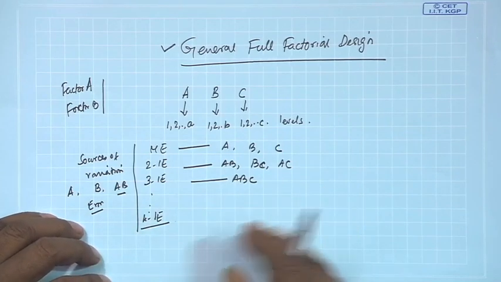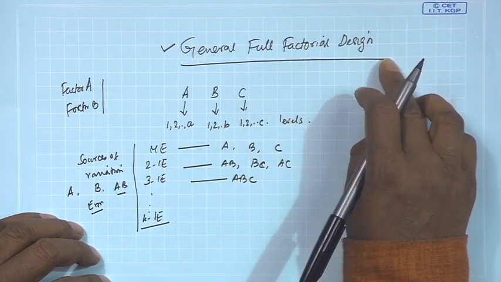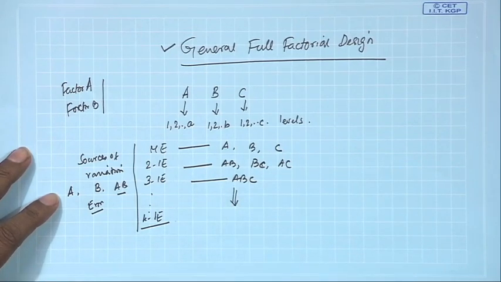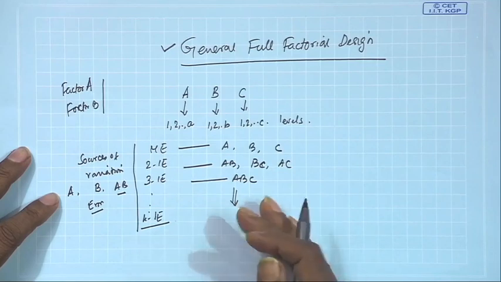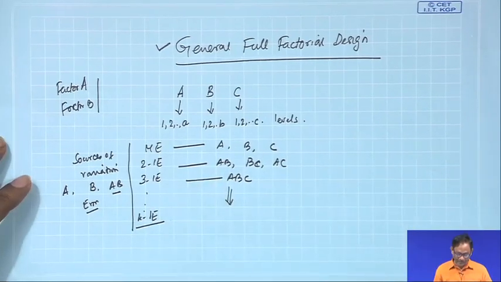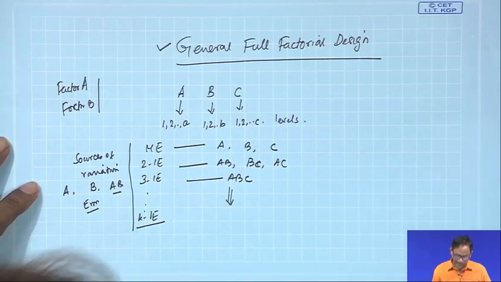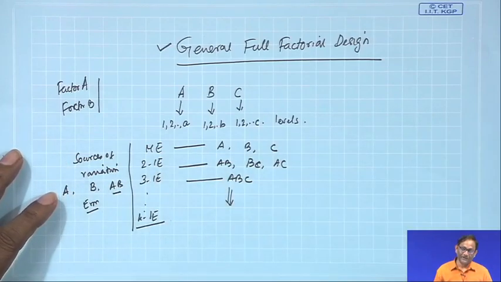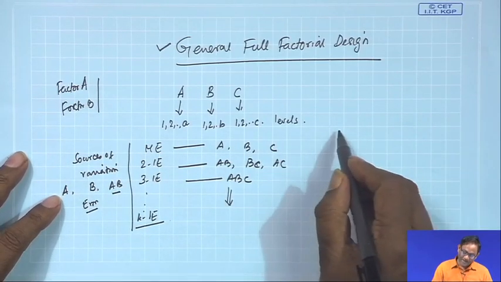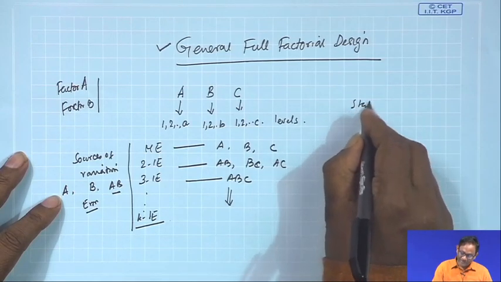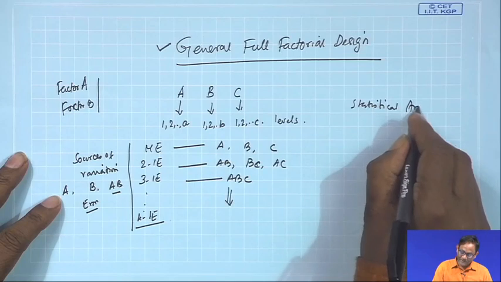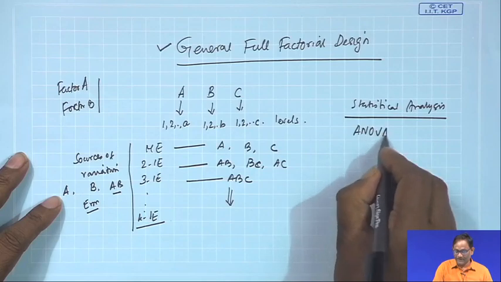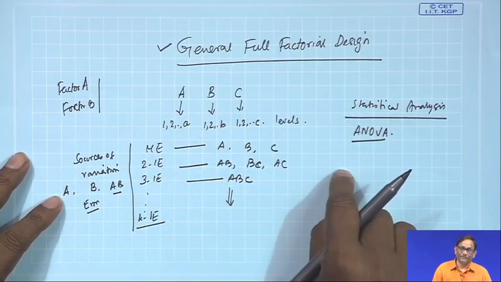In that manner, if we have k factors in a general full factorial design, the number of sources of variability will be more, and accordingly the effects parameters will also be more, and the fixed effect model, the additive one, will be a lengthy one. The general statistical analysis will be the same, as we are ultimately interested in finding the ANOVA table with the increased sources of variation.